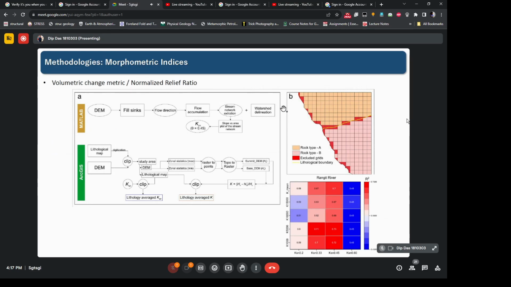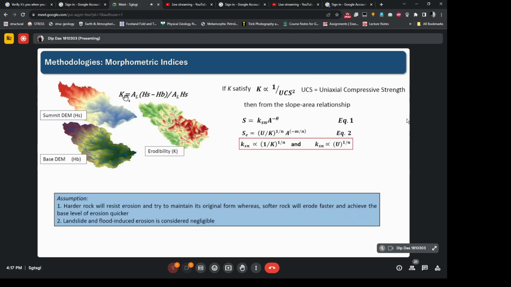Here what I did was sample the maximum and minimum elevation using grids from a digital elevation model. Based on the maximum elevation data points, I prepared a summit level DEM, and based on the minimum elevation, I prepared a base level DEM. And using this equation, I tried to understand the erodibility of the rock.